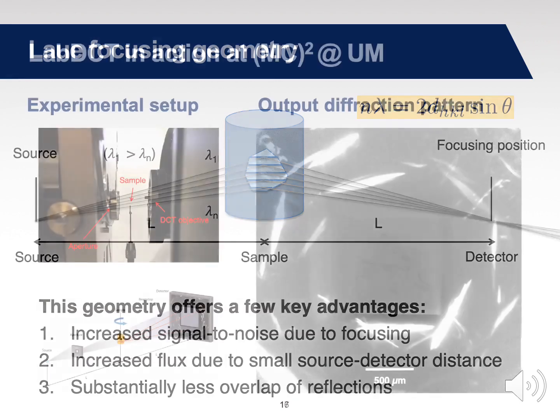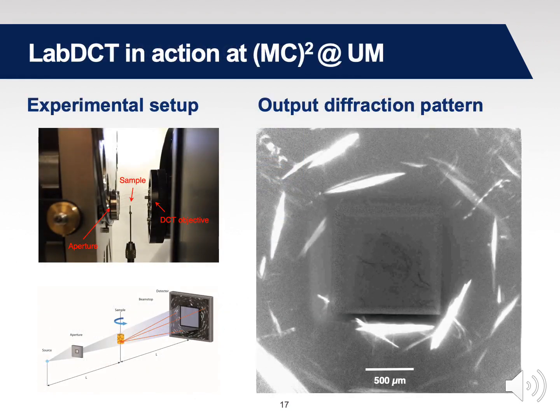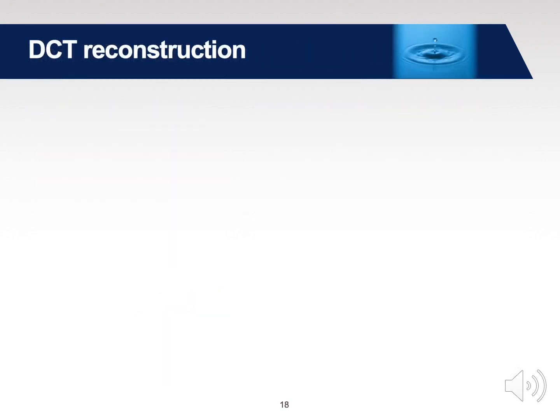So this is what the output diffraction pattern looks like. This is at MC squared at Michigan. And so here you can see the sample is equidistant between source and detector. We're rotating the sample and we're capturing these spots as a function of time. And we can segment them and back project them onto the sample, and this allows us to retrieve the 3D reconstruction. And so the problem of reconstruction is actually an inverse problem in applied math.